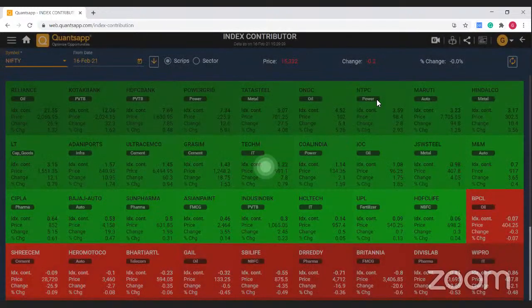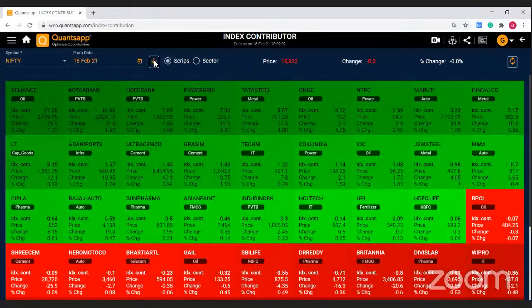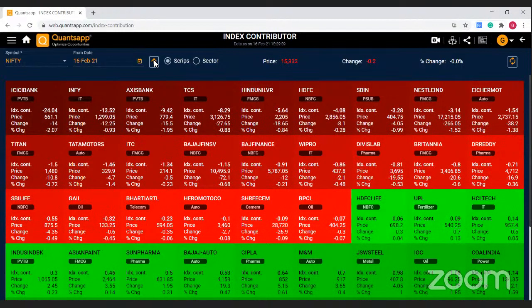So Nifty 50 is a combination of different stocks from different sectors. If I say oil, it has around 8 or 9 companies in the oil sector. You can see the oil sector was contributing positively to the Nifty today. But private bank, IT, FMCG, these were the sectors which were contributing negatively to the Nifty. So this is how you can also use this tool to look into which stocks are contributing positively or negatively with the help of the index contributor.